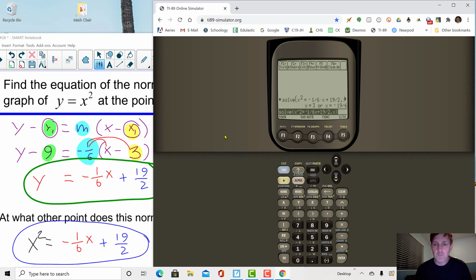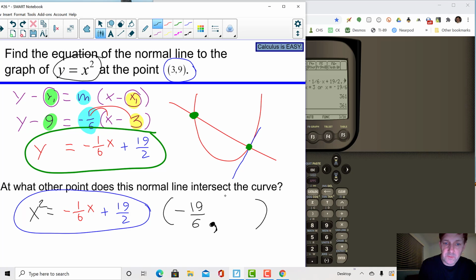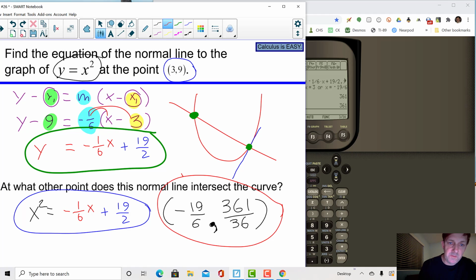We'll push enter. It gives us two answers, x equals 3, which we already knew was supposed to be an answer. Another x value would be negative 19 over 6. Okay, let's write that down. Okay, that's just the x value, but to get the y value, we got to plug it back into the original function, y equals x squared. So if we just square the x value, we get the answer for our y value. Okay, 19 squared is 361, and that's our final answer. That would be this point over here.